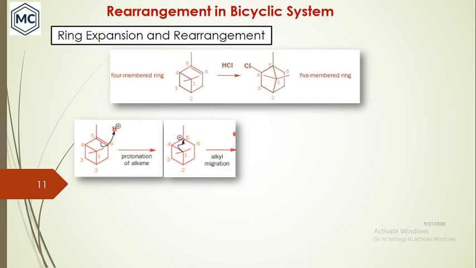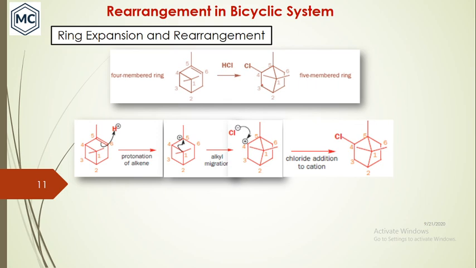a ring expansion here. This 1-4 bond breaks and forms a 1-5 C-C bond. You can see here, this 1,4 has broken and it formed a 1,5. A ring expansion takes place because it is highly strained. And it will generate a carbocation at the fourth position here. You can see it here. Then the nucleophile Cl minus can attack that carbocation and it forms this product. Chloride addition takes place.